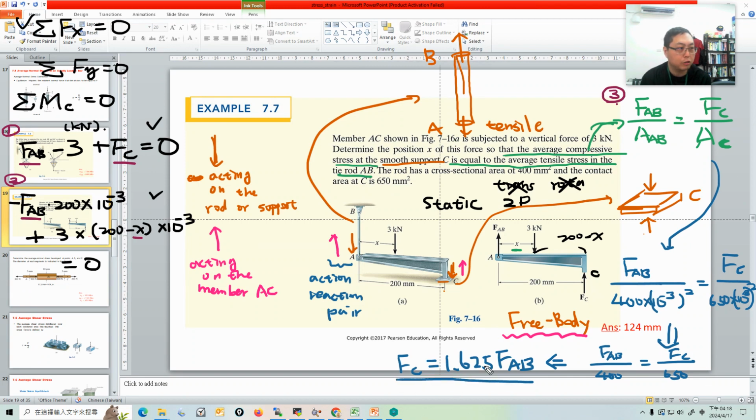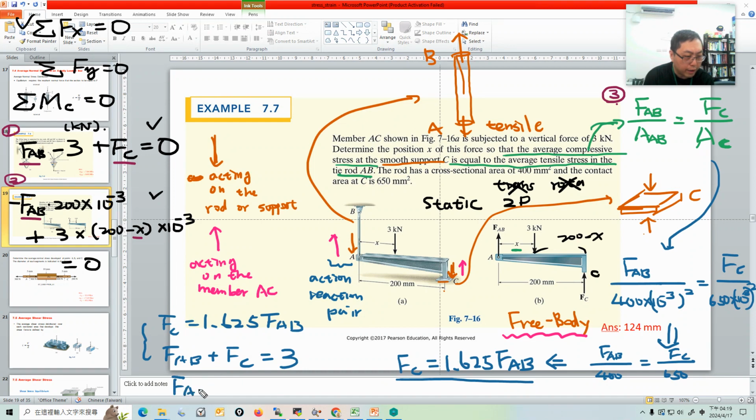So we use this relation and this one, because FC is equal to 1.625 FAB. So you put this in with these two: FC equal to 1.625 FAB and FAB plus FC is equal to 3. Be careful right now, this 3 means 3 kilonewton. So we can solve for FAB.